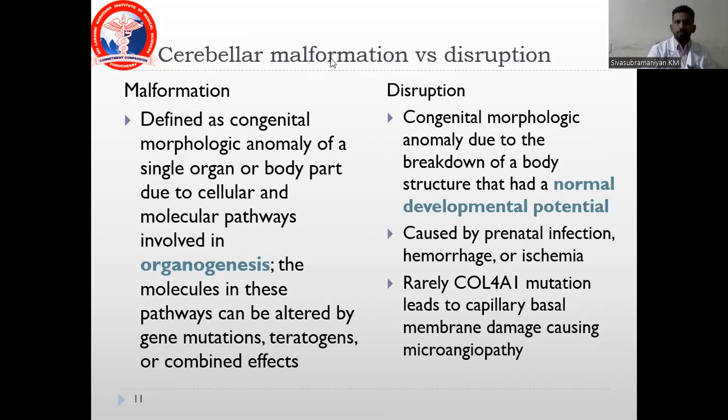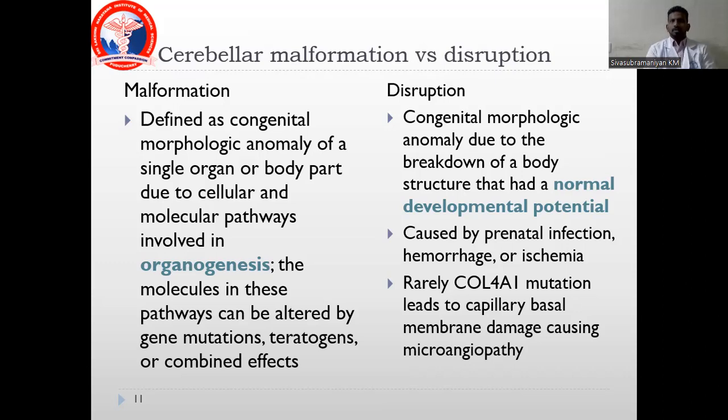So, you need to understand two basic concepts. That is, what is a malformation versus what is a disruption. A malformation is a congenital morphological abnormality of a single organ or a body part due to a cellular or a molecular pathway involved in organogenesis. That is, the primary embryology itself is abnormal. So the molecules in these pathways can be altered by gene mutations or teratogens or combined effects.